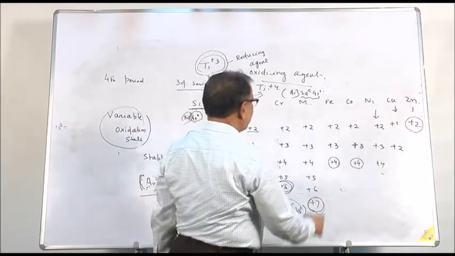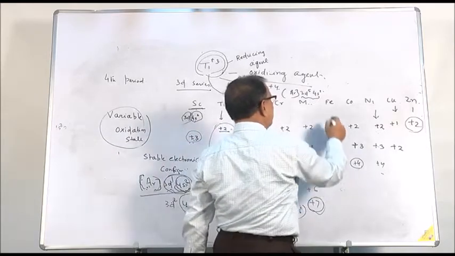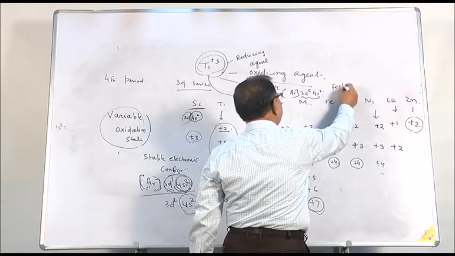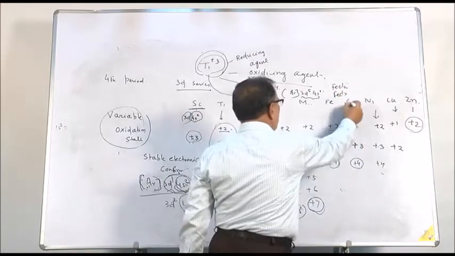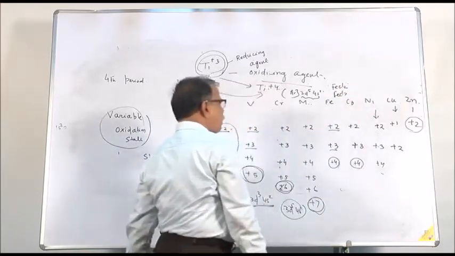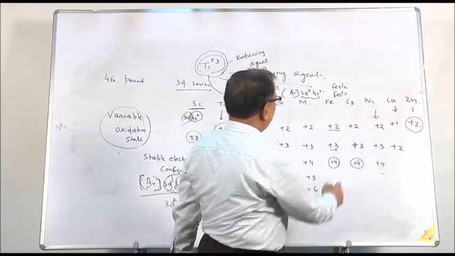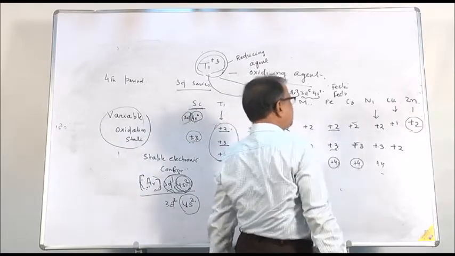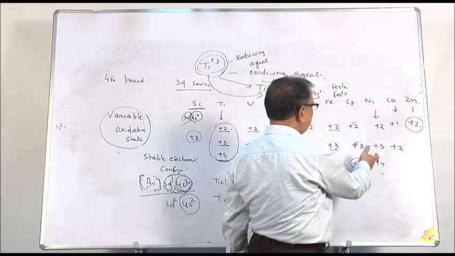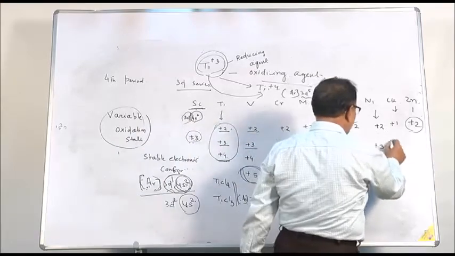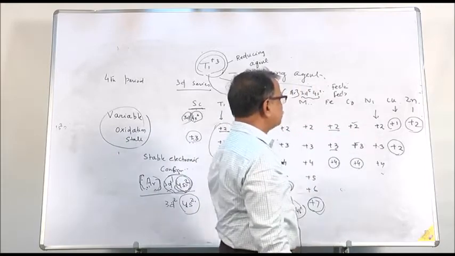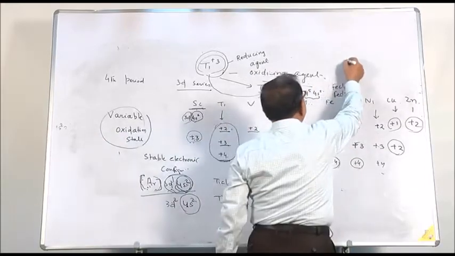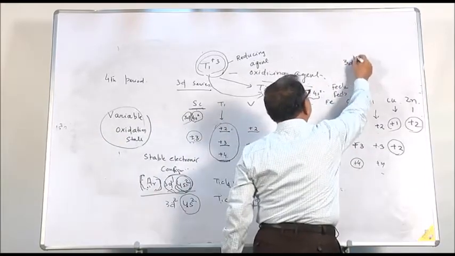Iron similarly shows +2 and +3: one is ferrous chloride, another is ferric chloride. Similarly cobalt: +2 and +3 are the most stable, cobaltous and cobaltic. Nickel exhibits +2 and +3, and copper shows +1 and +2. The +1 and +2 are exceptional. Copper shows +1 because its configuration is 3d10 4s1.